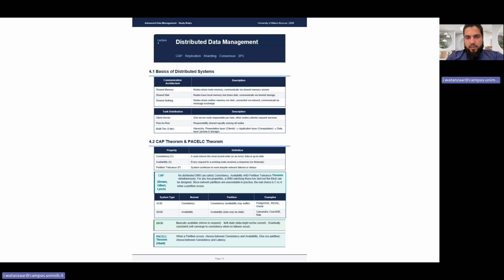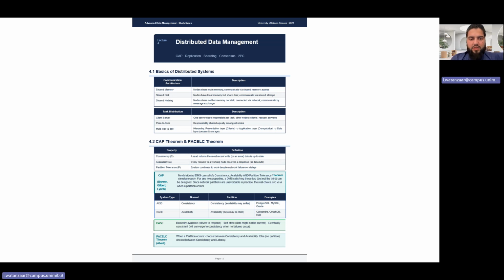Now, the basics of distributed data management systems: we can share memory, share disk, or share nothing. In shared memory, nodes share main memory like RAM and communicate via shared main memory. They can also share the disk: nodes have local memory, but communicate via a shared disk. And there is also the possibility of sharing nothing, where nodes share neither memory nor disk. They are only connected through a network, and communication is by message exchange only.